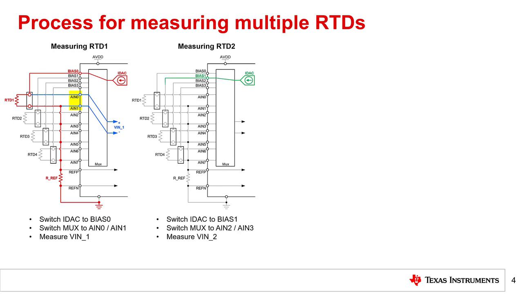For RTD2, the IDAC current highlighted in green flows through RTD2, then through RREF, and to ground. In terms of process steps, this requires the user to switch the ADC IDAC output to bias 1, then switch the analog multiplexer to measure between AN2 and AN3. The ADC then measures VN2, which is highlighted in blue.